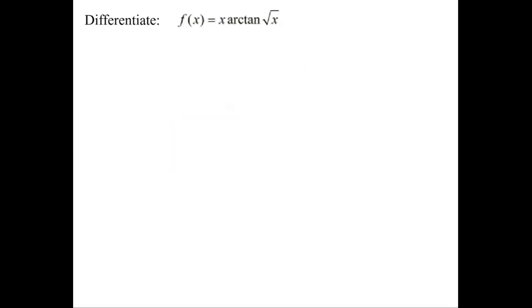The next one, differentiate the expression x times the arctangent of the square root of x. So here we have a product of two different functions. One function is x, and the second function is arctangent of the square root of x. So we need to apply the product rule. I want to let my f of x equal x and my g of x equal arctangent of the square root of x. So applying the product rule, we have that the derivative is going to be equal to x times the derivative of tangent inverse of the square root of x plus tangent inverse of the square root of x times the derivative of x.